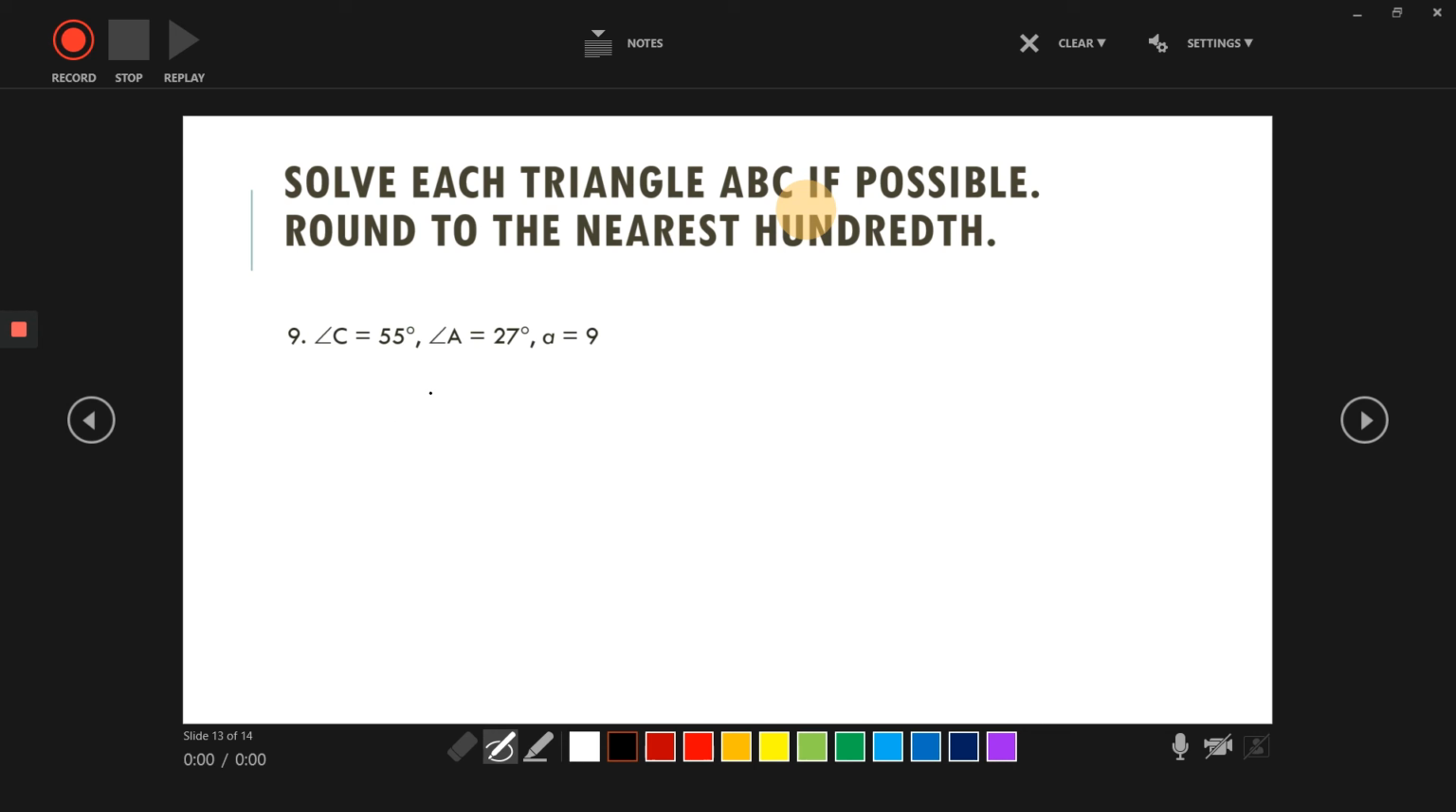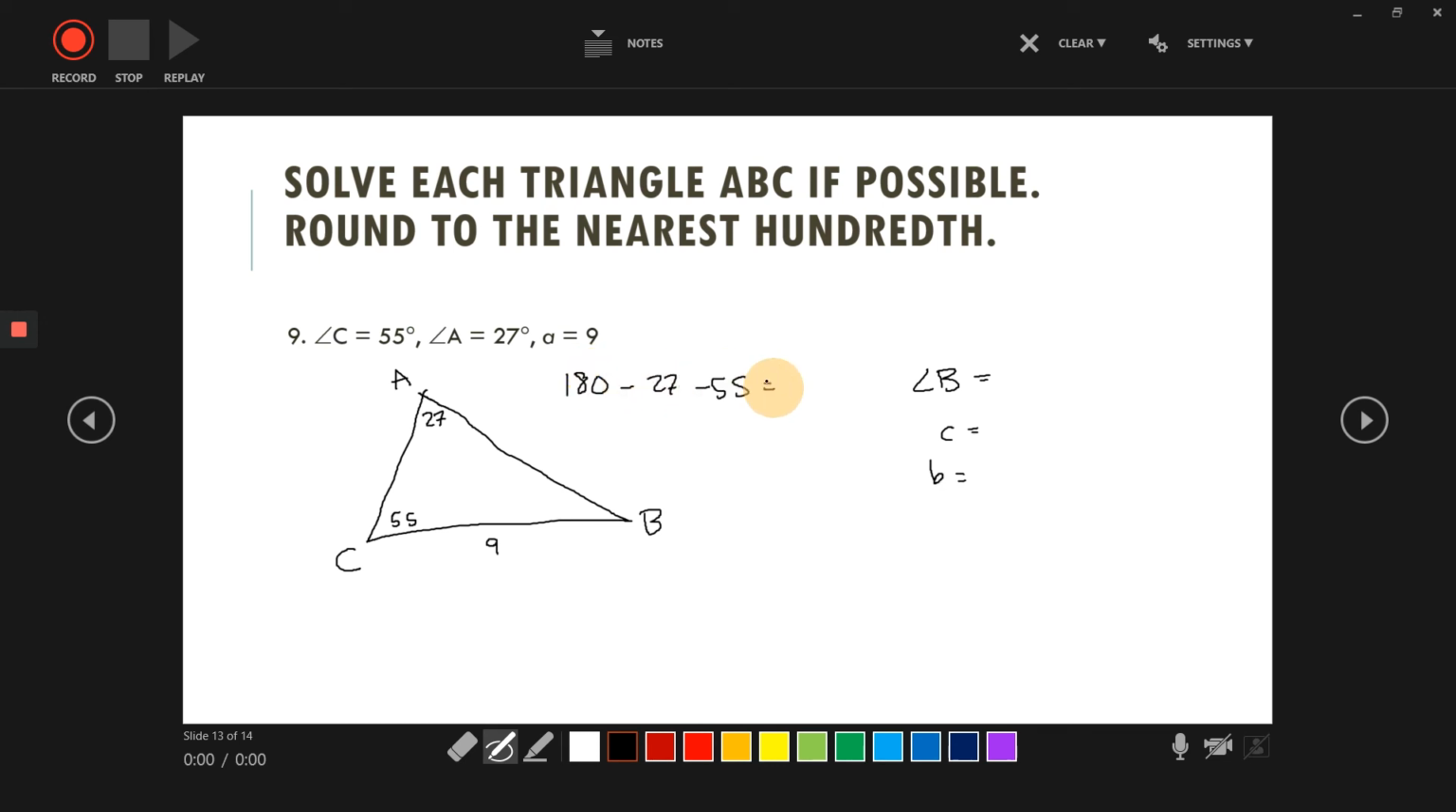All right, let's try another one. Okay, so A, B, C. So C is 55, A is 27, little a is 9. So we're missing angle B, we're missing side little c, and we're missing side little b. Okay. So the easiest thing, we have two angles. Anytime you have two angles, it's really easy to figure out the third one, right? 180 and subtract off the other two. So I'm going to go ahead and type that in my calculator. 180 minus 27 minus 55 gives me 98. So our missing angle B is 98. Okay. Don't forget degrees, and we're in degrees.